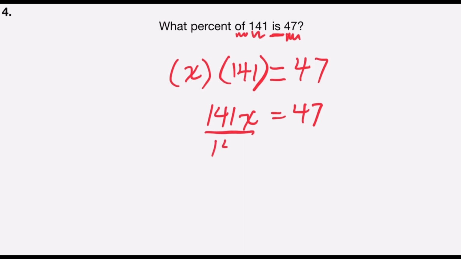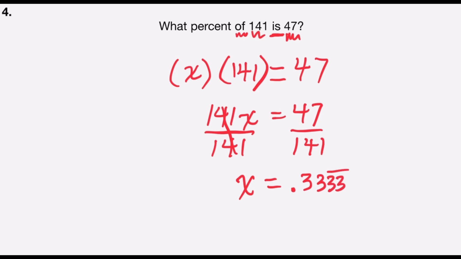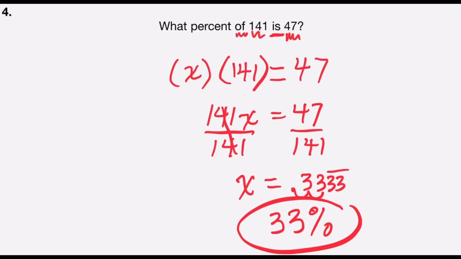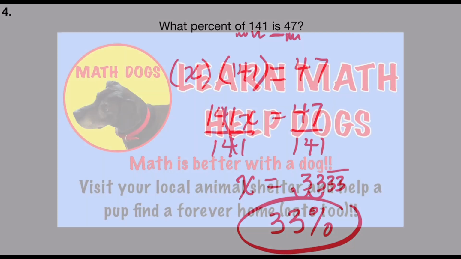Now I'll divide both sides by the coefficient, which is 141, in order to get x by itself. 141 divided by 141 is 1x, and 47 divided by 141 is a repeating decimal of 0.3333. If I multiply that by 100, or I move the decimal 2 places, I find out that that's about 33%. And so what percent of 141 is 47? 33% of 141 is 47.